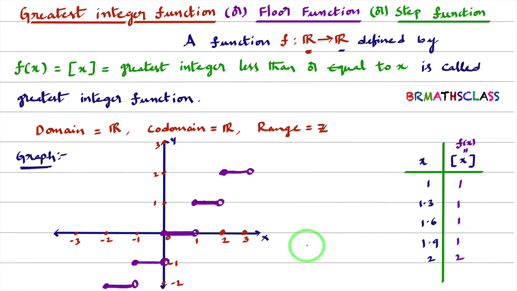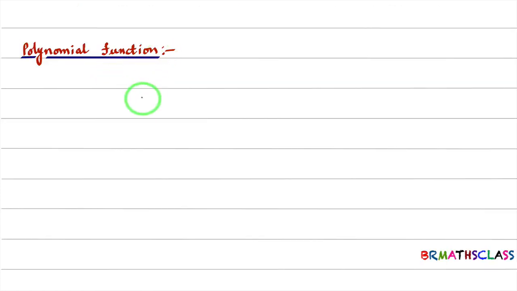In this class, what did we learn? We learned the definition of greatest integer function and examples to understand greatest integer function. We learned domain, codomain, range of greatest integer function, and we learned about the graph of greatest integer function. Next: the definition of polynomial function, types of polynomial functions, domain, codomain, and range of a polynomial function.